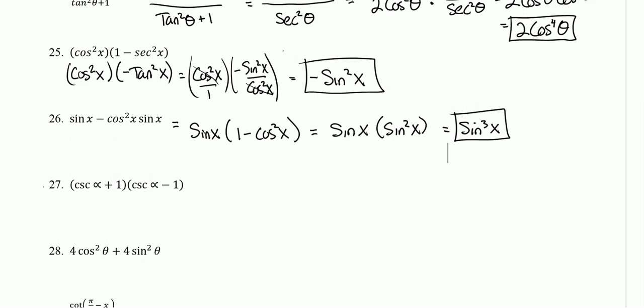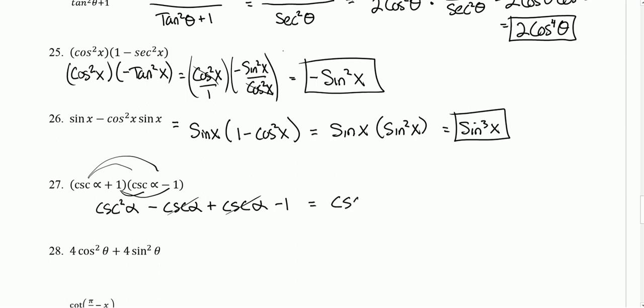27. I'm going to just multiply out, and we get cosecant times cosecant is cosecant squared alpha. Cosecant times negative 1 is minus cosecant of alpha. 1 times cosecant of alpha is positive cosecant of alpha. And 1 times negative 1 is negative 1. The cosecant alpha, negative cosecant alpha, positive cosecant alpha, they cancel out, and you end up with the cosecant squared of alpha minus 1.